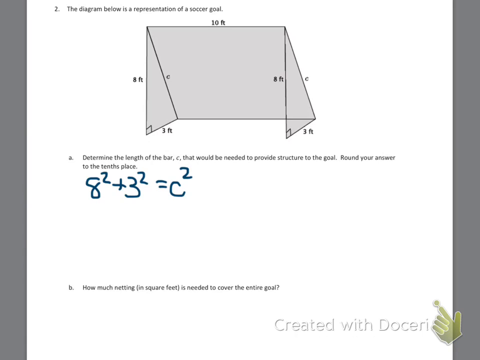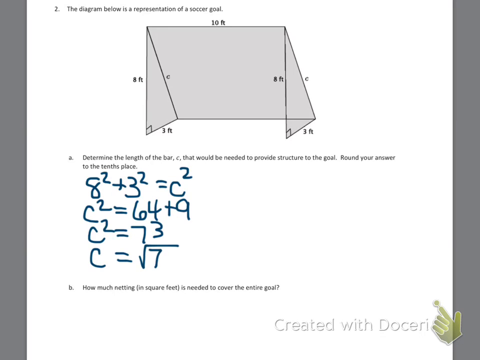And so let me flip this around. c squared is equal to 64 plus 9, so c squared is 73. And so c is equal to the square root of 73. We know that's going to be between 8 and 9, because 73 is between 64 and 81. So that's a good first guess.